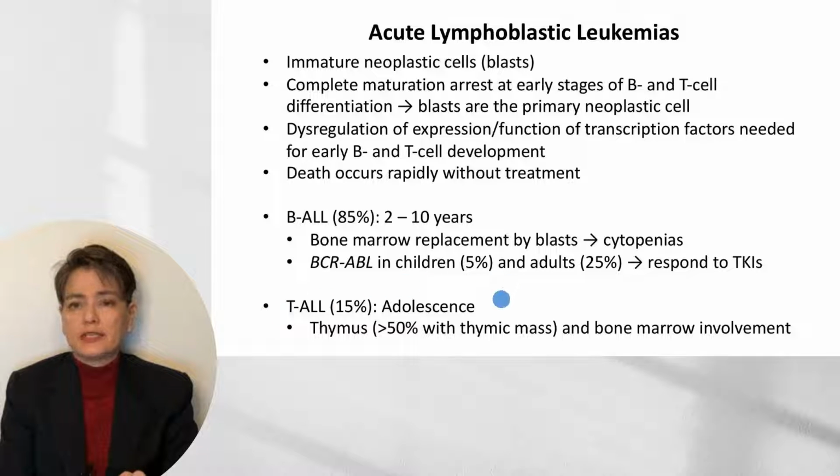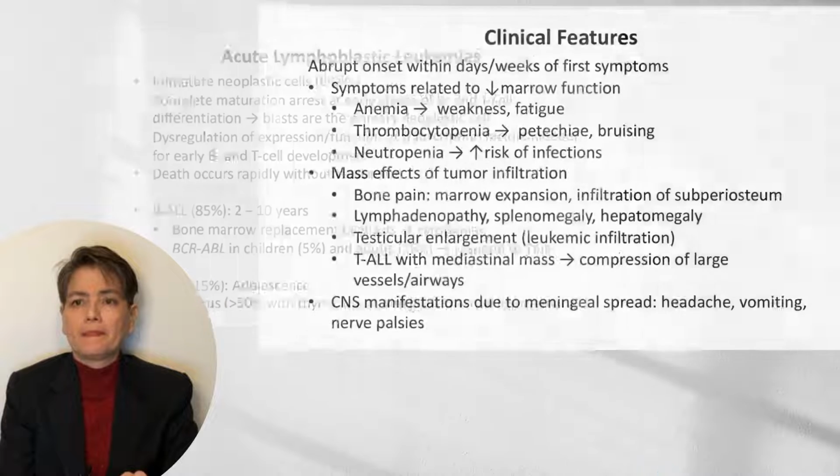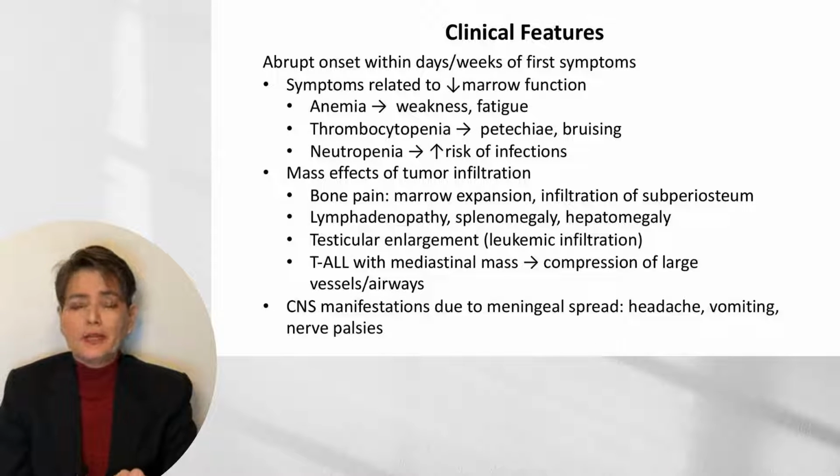These will typically present in adolescence, and more than 50% of them will have a thymic mass, and we will also see bone marrow involvement. So there's a difference in the presentation of these tumors. So how do these patients present?